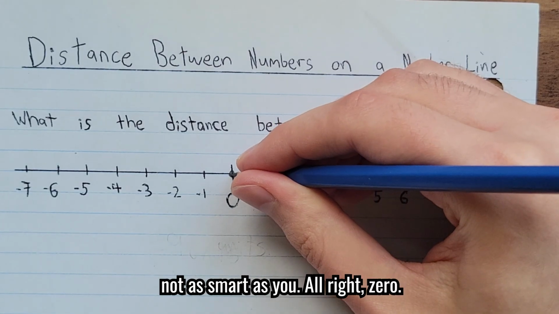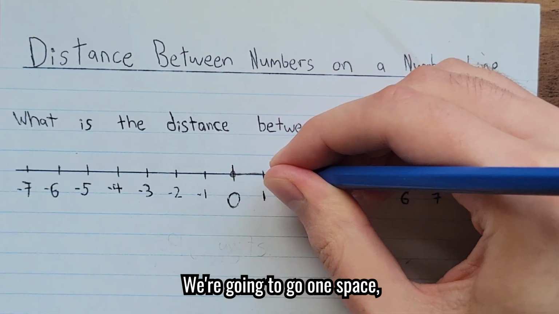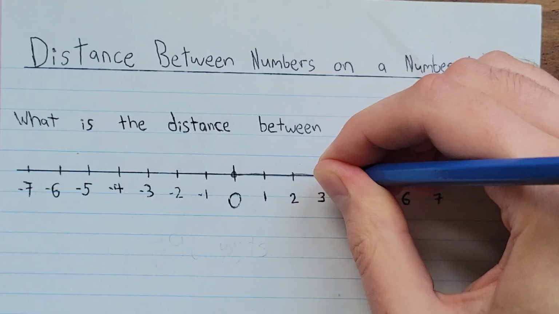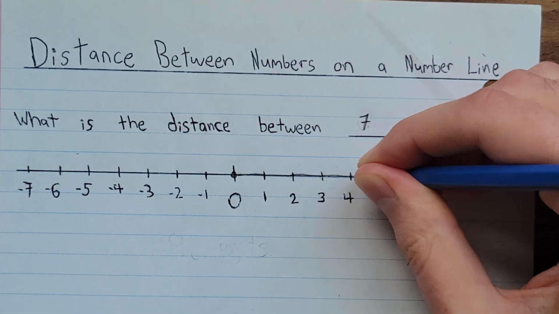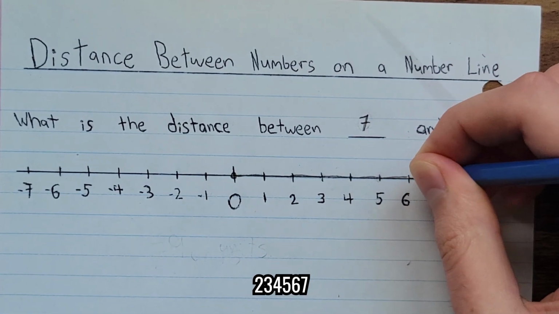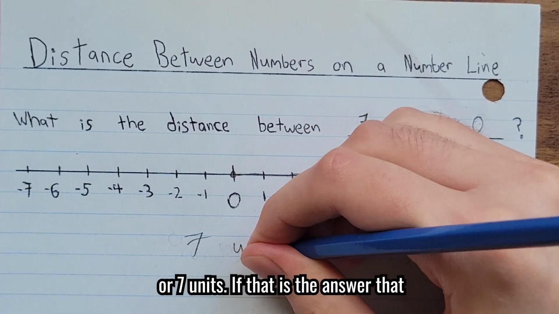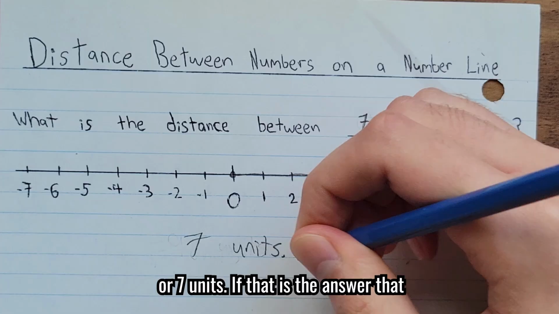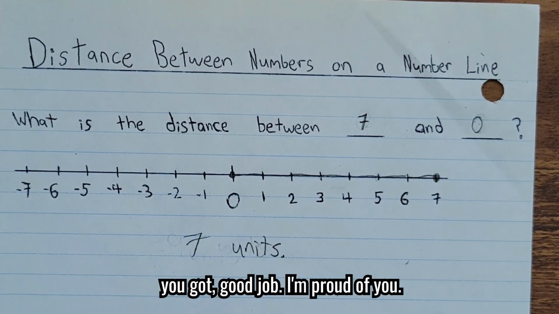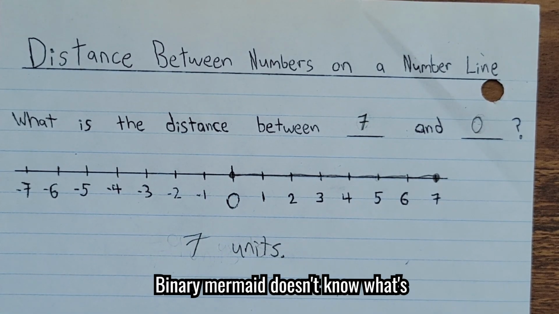All right, 0, we're going to go 1 space, 2, 3, 4, 5, 6, 7 spaces. That means our answer is 7 or 7 units. If that is the answer that you got, good job. I am proud of you. Binary Mermaid doesn't know what's coming.